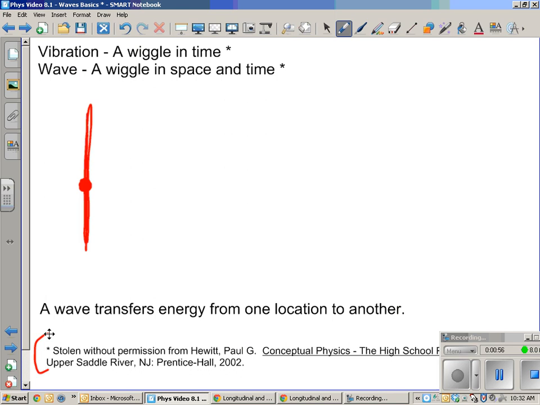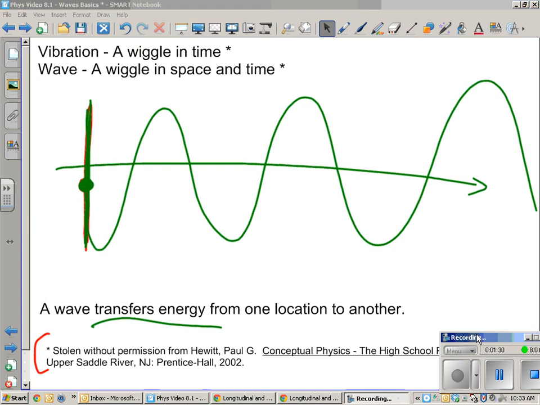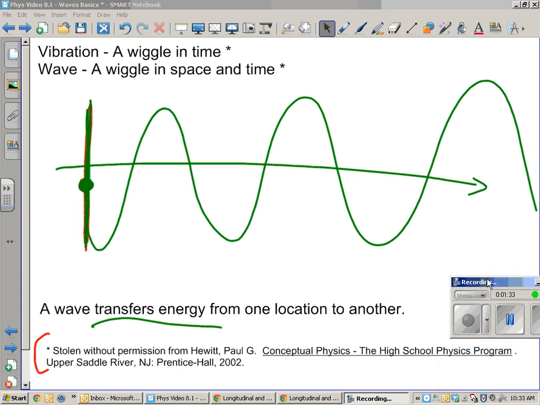Now, a wave is the same thing. You've got this particle that's going to vibrate back and forth, but as it does it, it travels through space, giving you this kind of thing. Okay? So that's the main difference between a vibration and a wave, is that the wave transfers energy from one location to another. In this case, the energy is traveling this way, as the particle is vibrating up and down. But the point is, you've got these vibrating particles, and because of those vibrating particles, it carries energy through space. All right, so that's the main difference between a wave and a vibration.